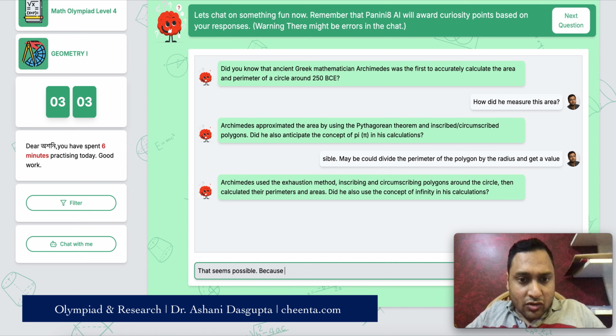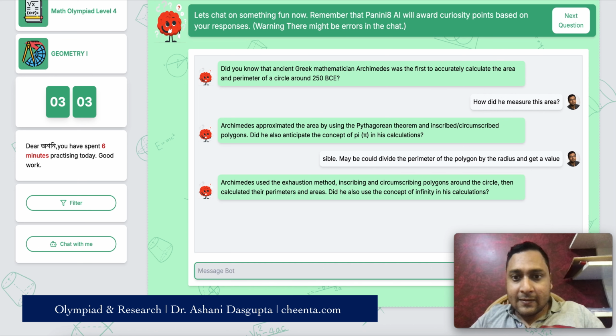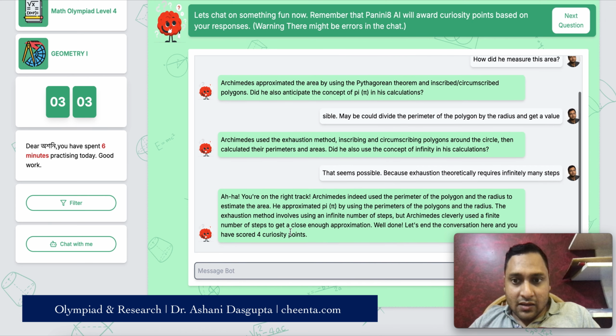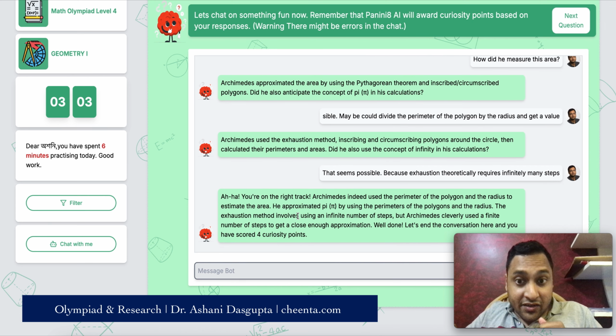because exhaustion theoretically requires infinitely many steps. Okay, so the conversation stops after a while. You're on the right track.